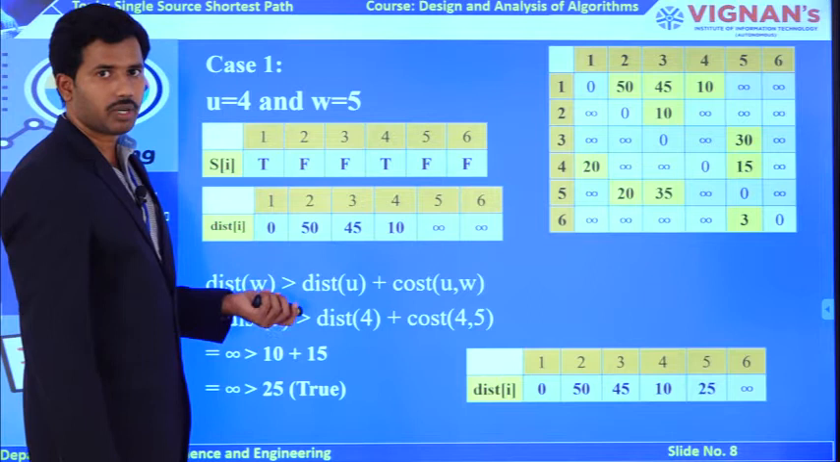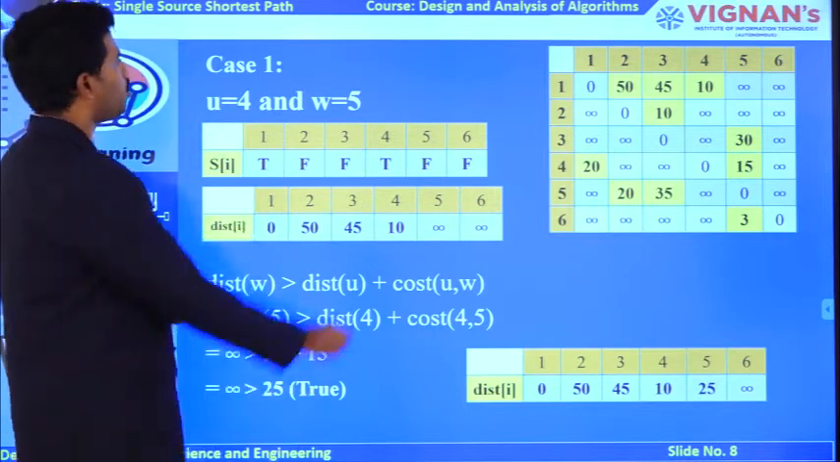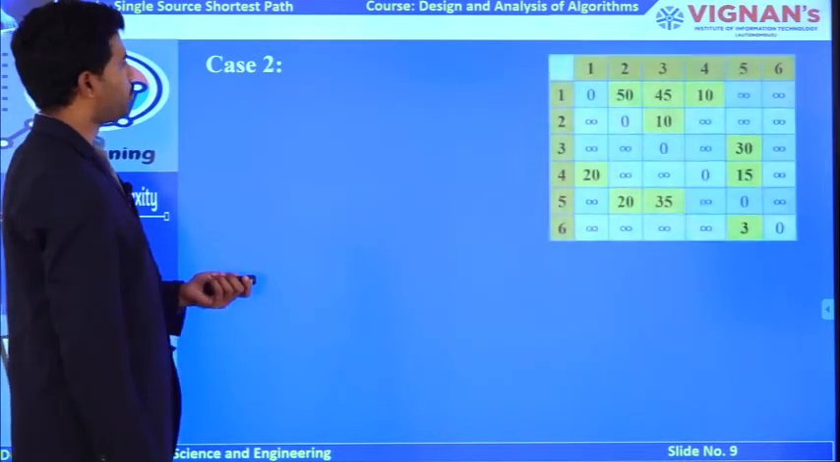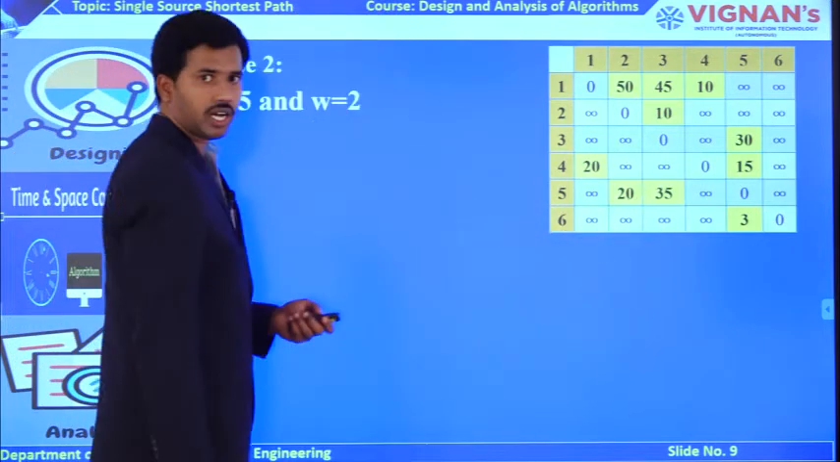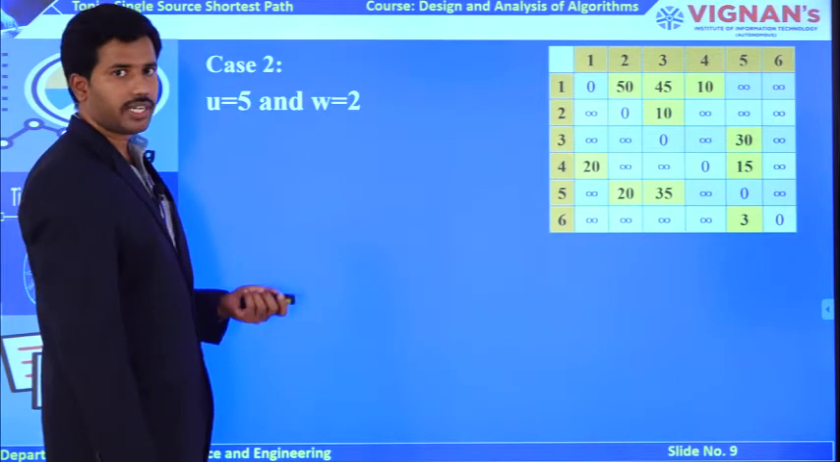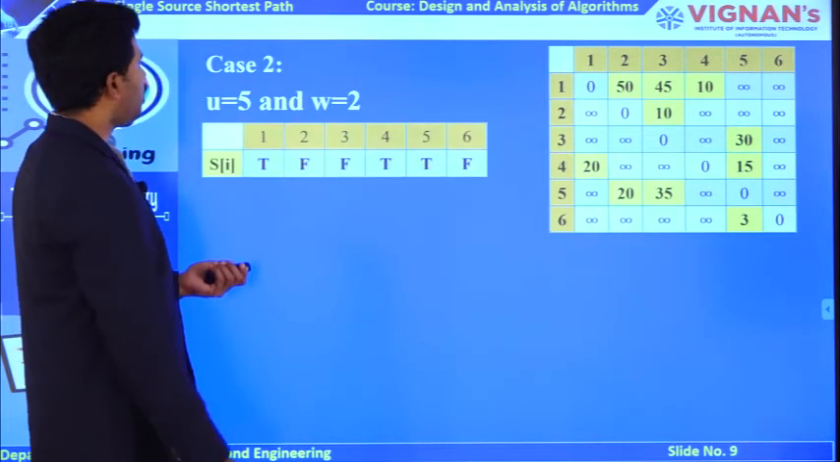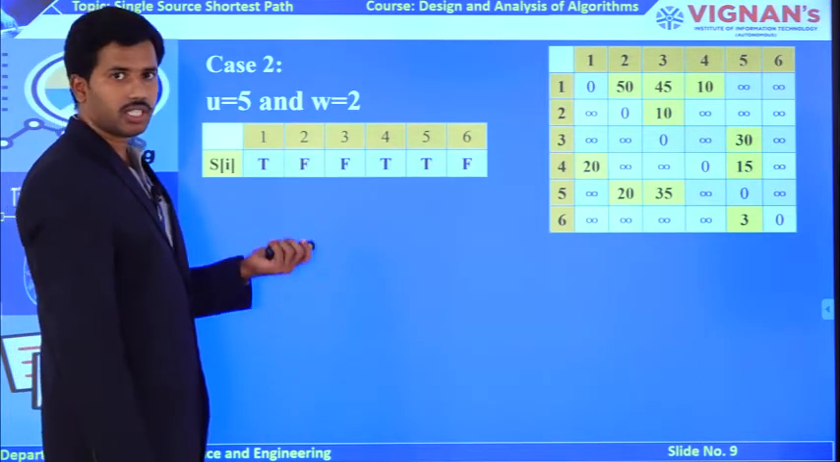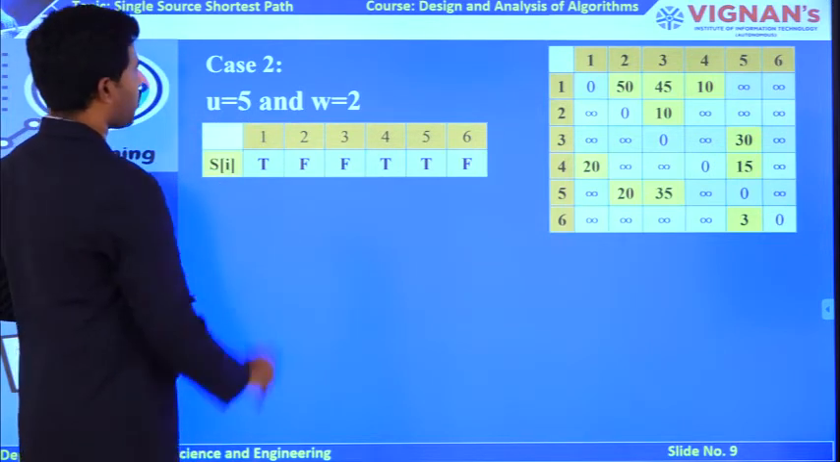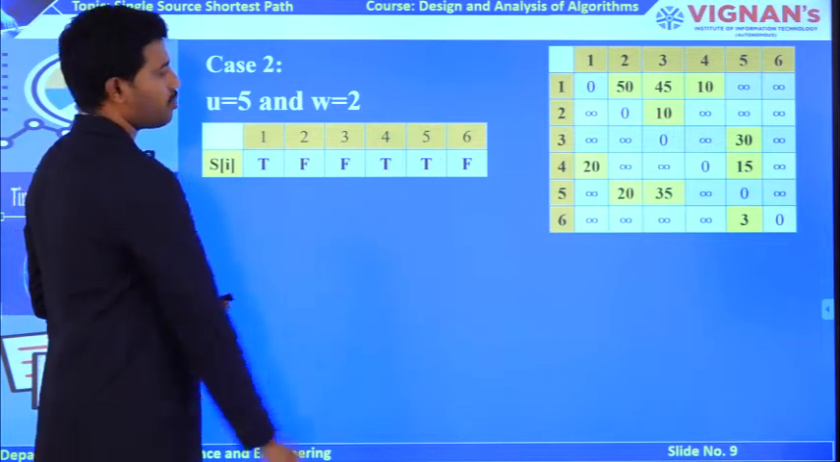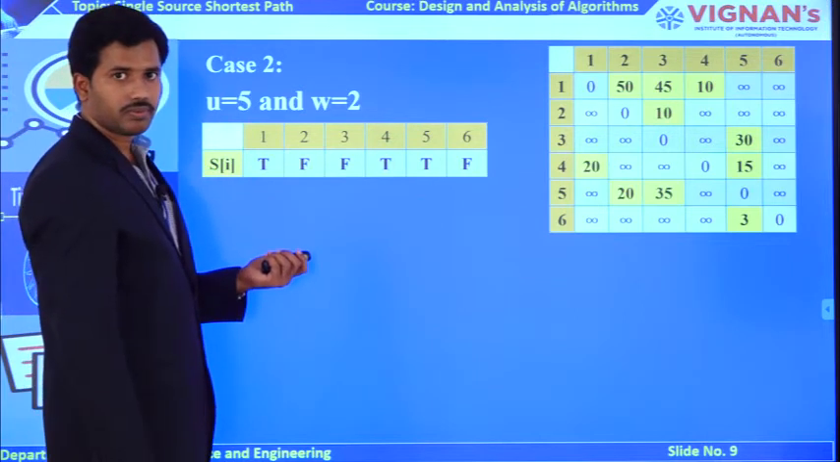That is going to be case number 2. So for case number 2, U becomes 5, like this. As I said previously, W becomes 2. Why? Because 20 is less than 35, right? With the help of this principle, you update the solution vector as well as the distance vector. U value is 5, right? That's why I am changing my solution vector index 5 to true.